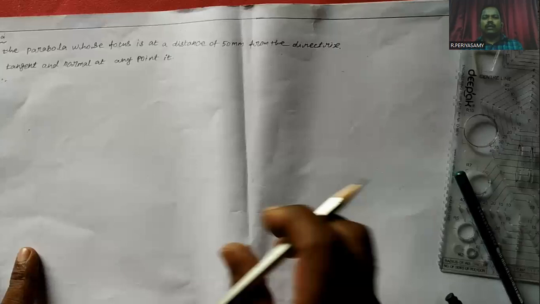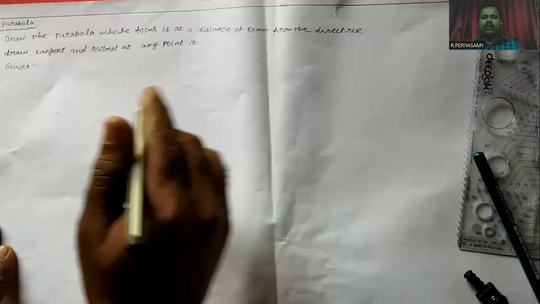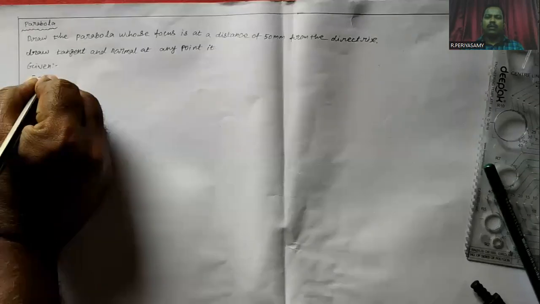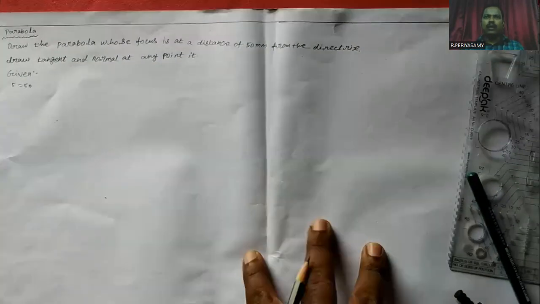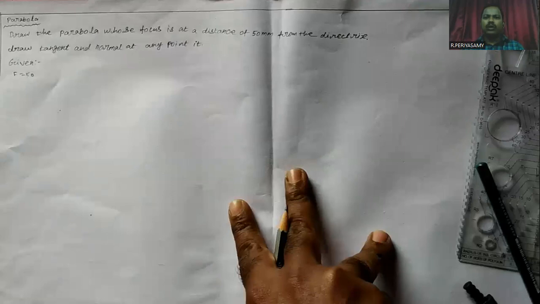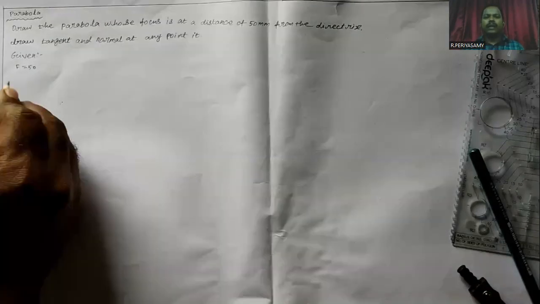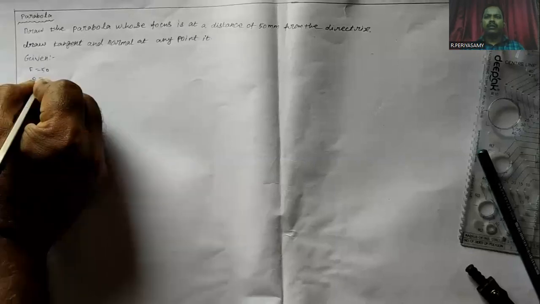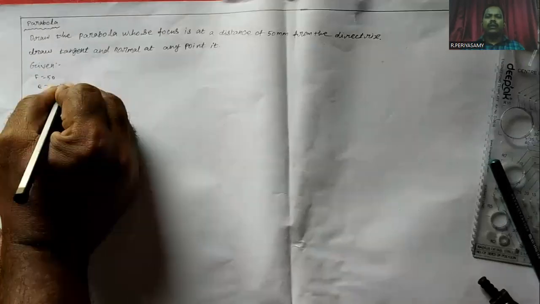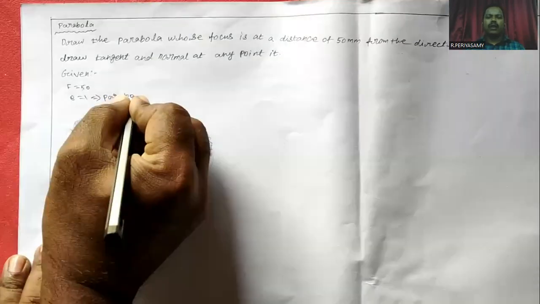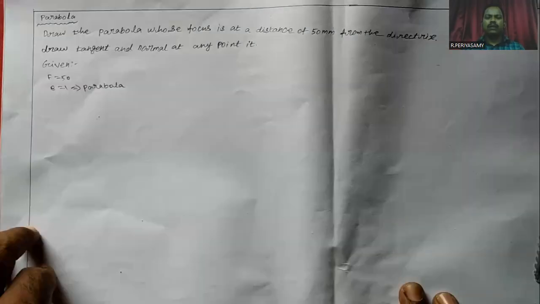The focus distance is 50 mm, as given. So parabola means the eccentricity value is equal to 1. The distance from the vertex to the focus is equal to the distance from the vertex to the directrix. So VF equals VE, and the eccentricity is equal to 1. That is why, for a parabola, the eccentricity value is always equal to 1.